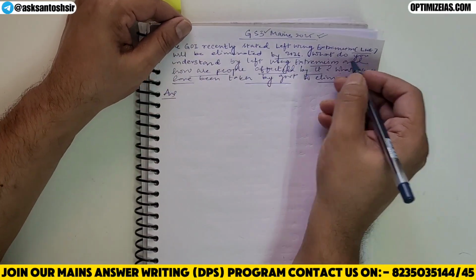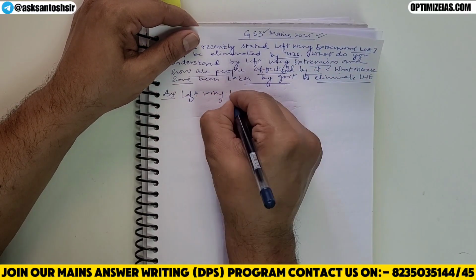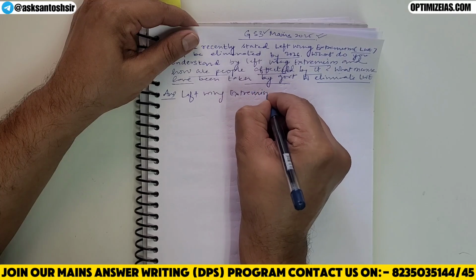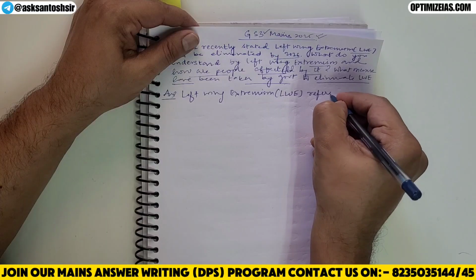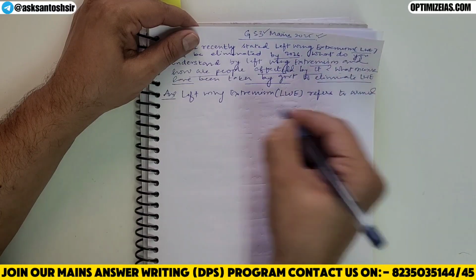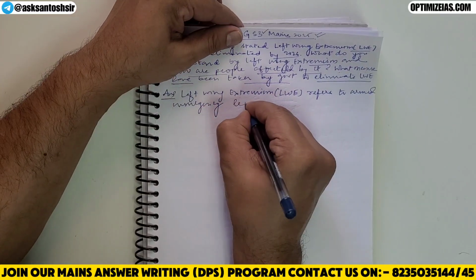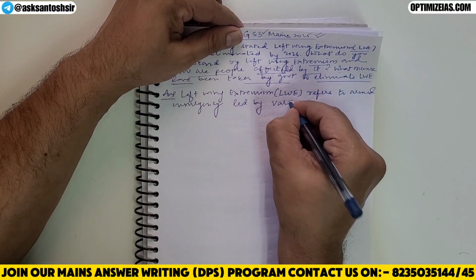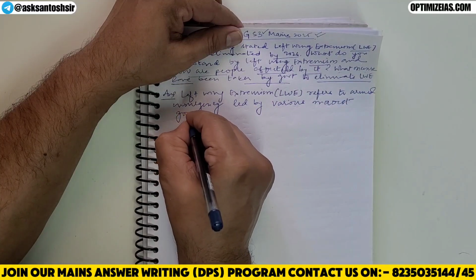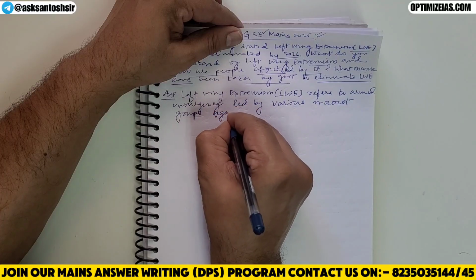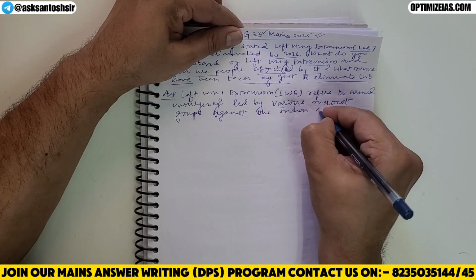So the first part simply says, what do you understand by left wing extremism? I'll say left wing extremism, I'll use this short form, refers to armed insurgency led by various Maoist groups against the Indian state.